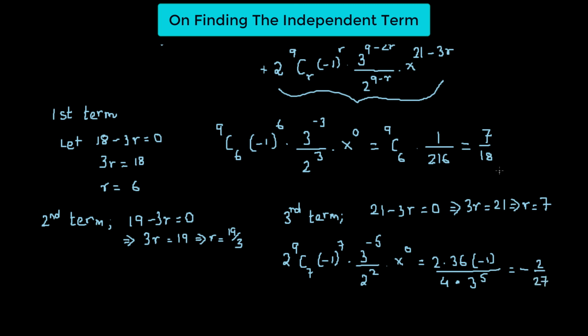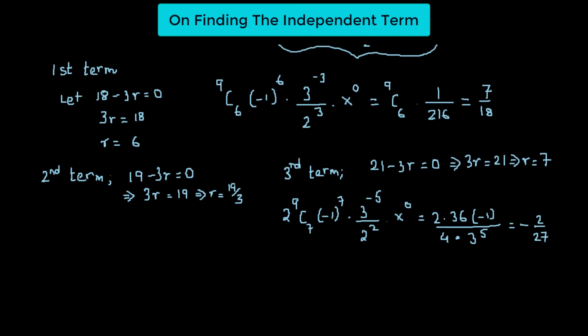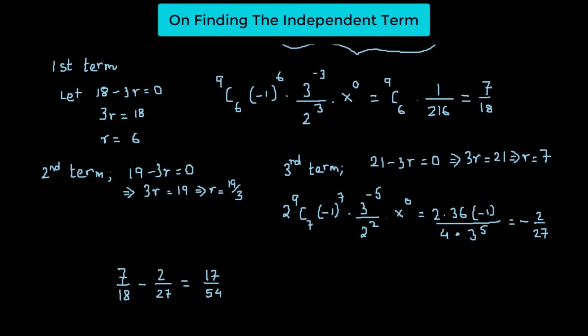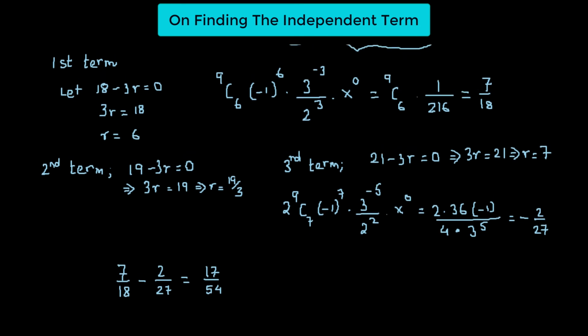Now what we have to do, finally, we have to add the first term and the third term, because both of them are independent of x. So we add 7 over 18 to negative 2 over 27, and that gives us 17 over 54. So the term which is independent of x has the value 17 over 54. So that is the answer, and that's the first term and the third term.